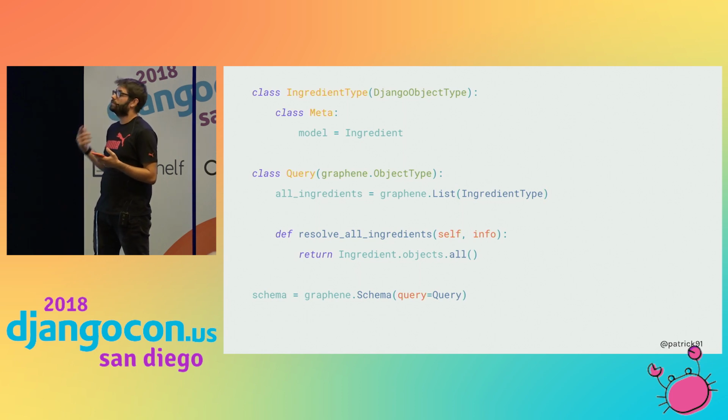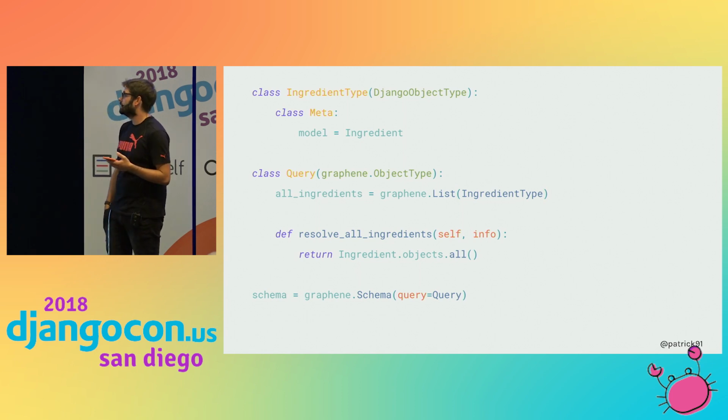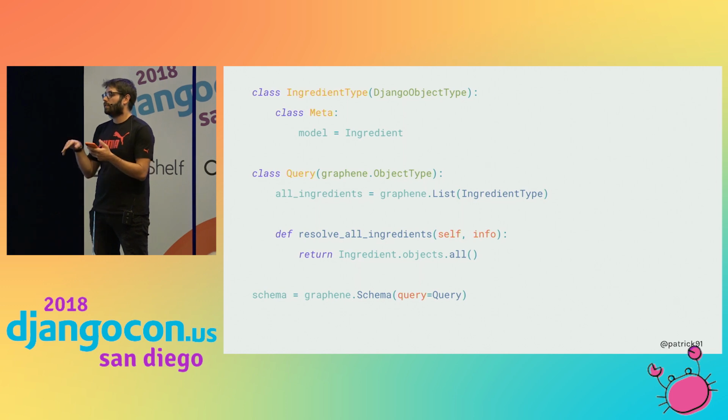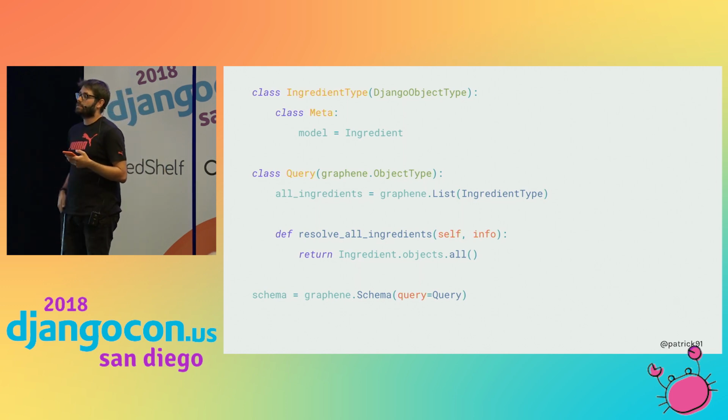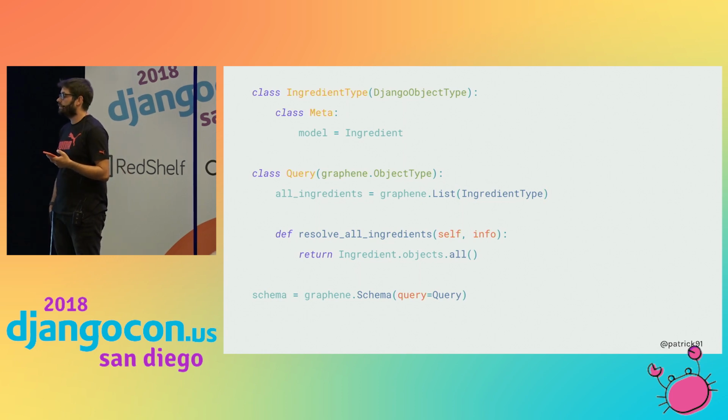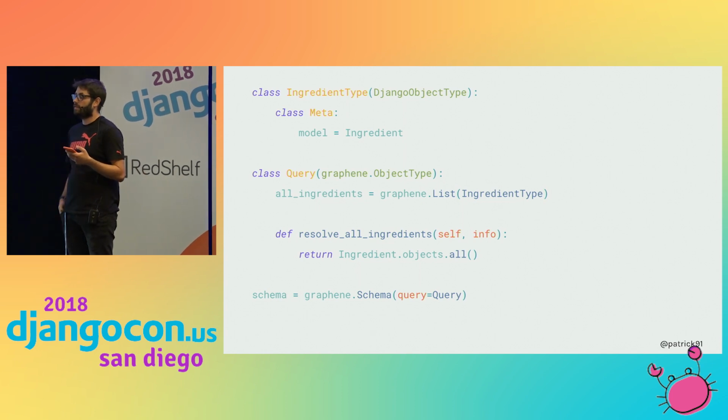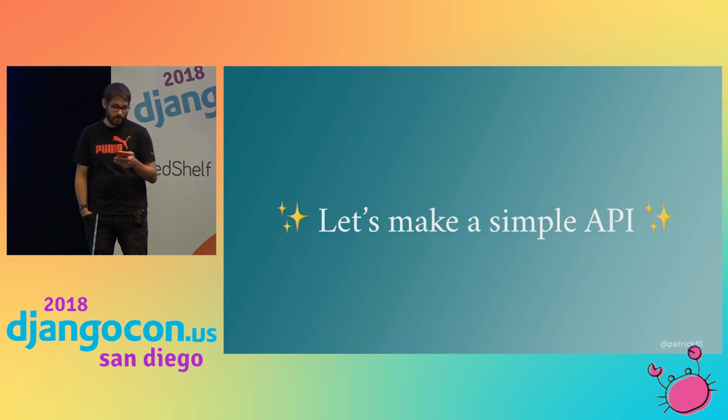You can basically use the models to create the GraphQL types without typing again all the fields that you have. And then in the resolver function, you can just return a query set, which is basically going to be converted by Graphene to GraphQL types.